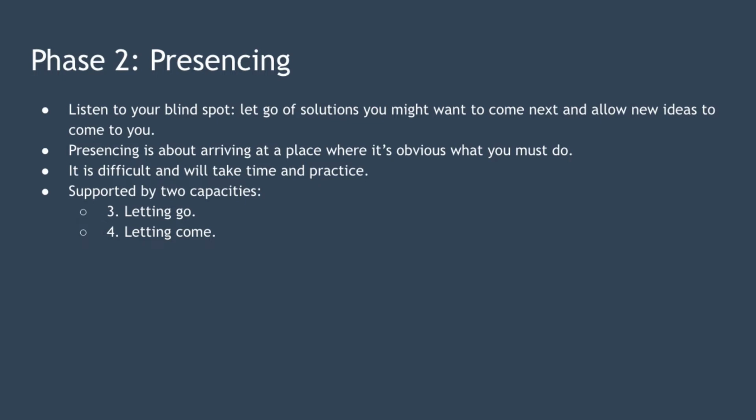Now, note that presencing is difficult and it will take time and practice for you to master. There are 2 capacities that support presencing, and you can see here that they're labeled 3 and 4. In total, we're going to look at 7. That's why we've already looked at 2, so that's why these are labeled 3 and 4.